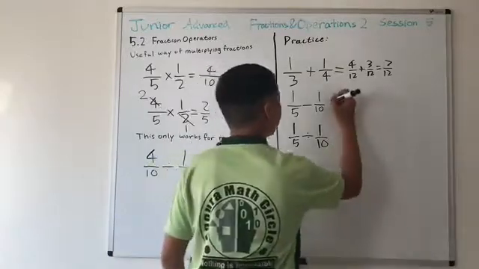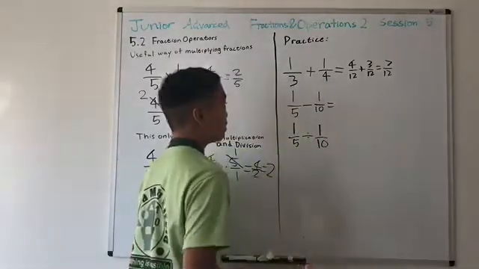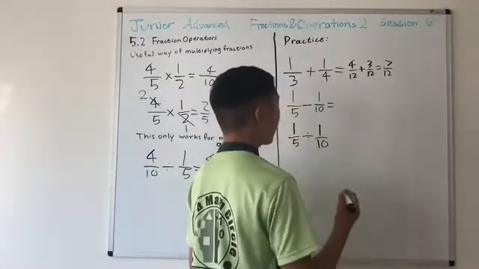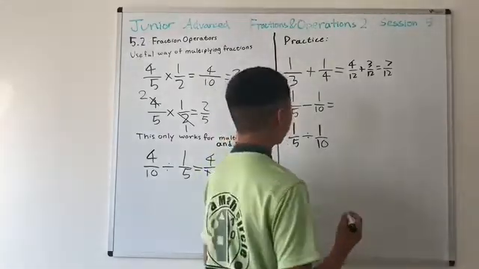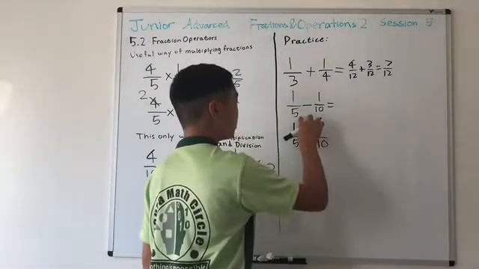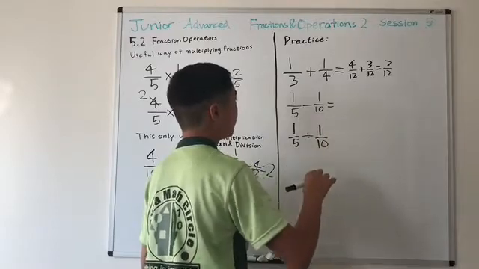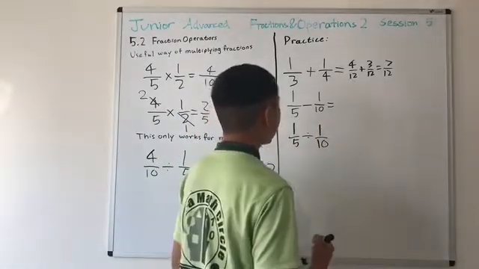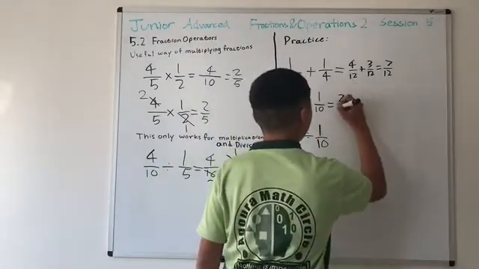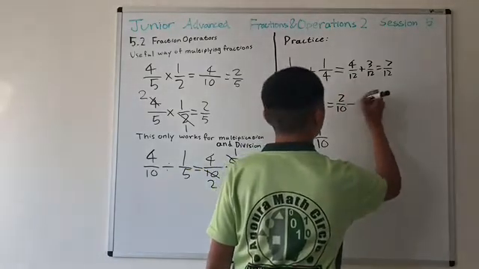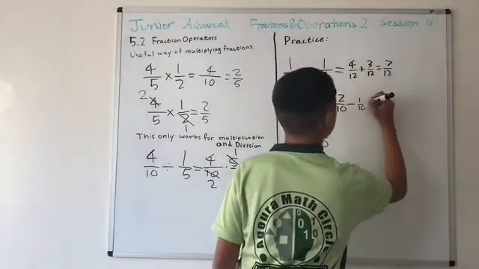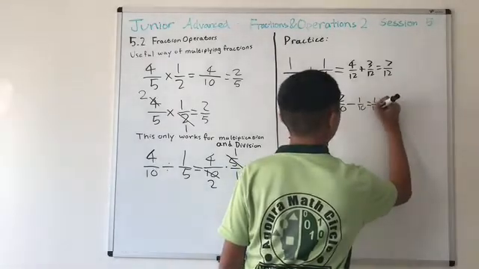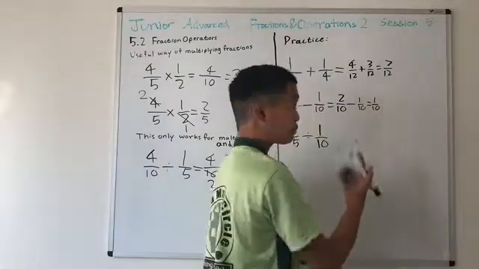For this practice problem, we have subtraction now. We have 1 over 5 minus 1 over 10. We know 1 over 5 is actually 2 over 10. So then we have 2 over 10 minus 1 over 10, which equals 1 over 10. That's our answer for that problem.